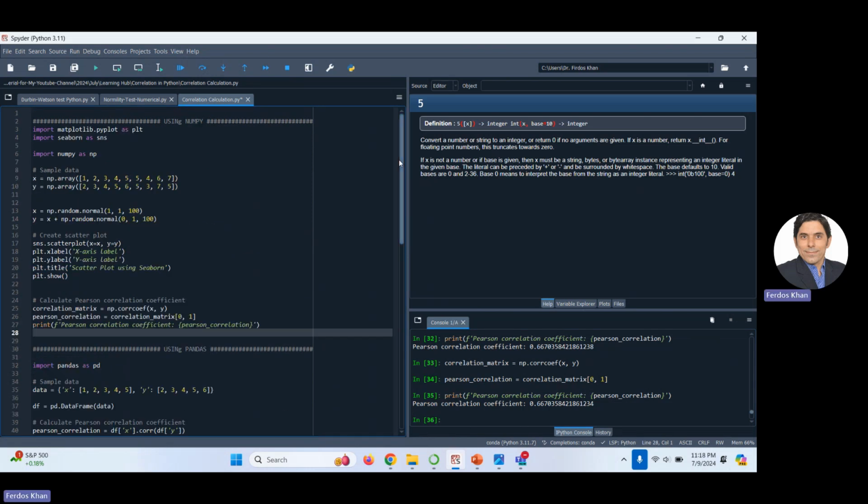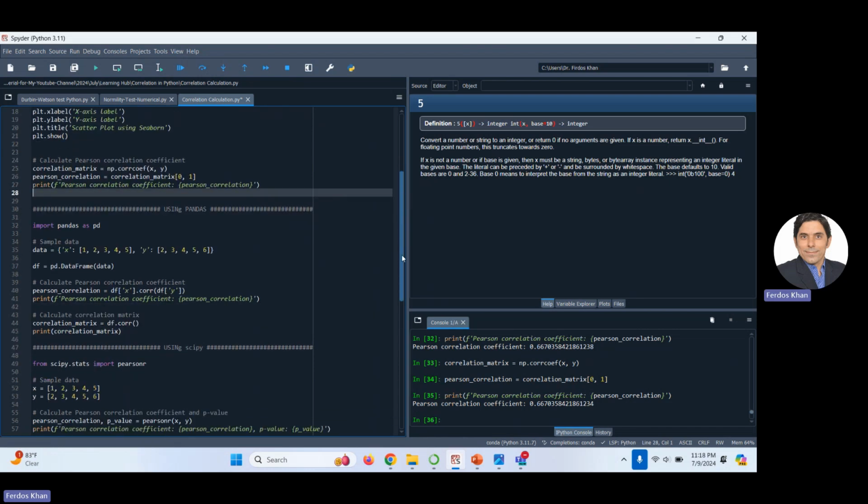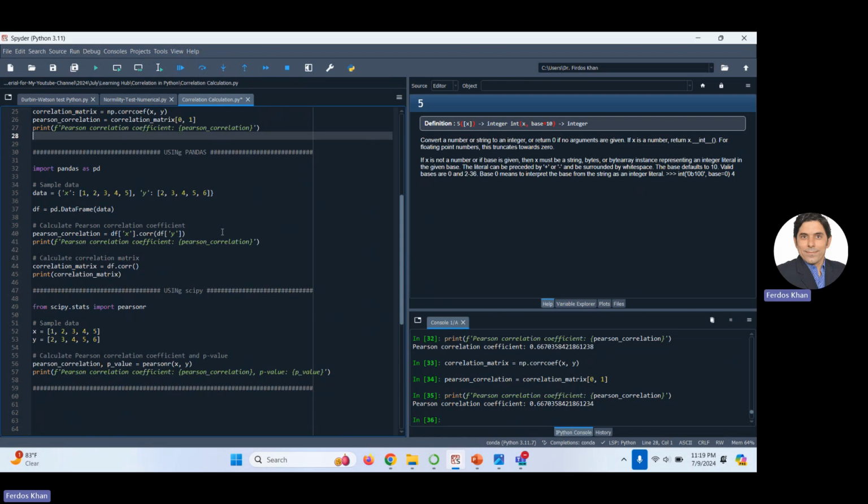So this is all about the correlation coefficient, how we can calculate it using 3 different packages: NumPy, Pandas, and SciPy. If you are interested to see the significance as well, you need to use the last package, this one. And if you want to calculate only the correlation coefficient, you can use either of these, and this one will give you both the correlation coefficient and the significance, I mean the p-value. So I think it's better to use this one if you are interested in both, or at least it will give you the correlation coefficient.